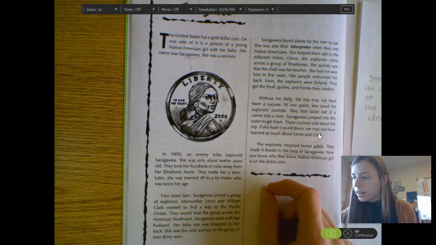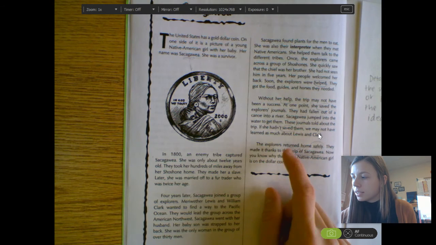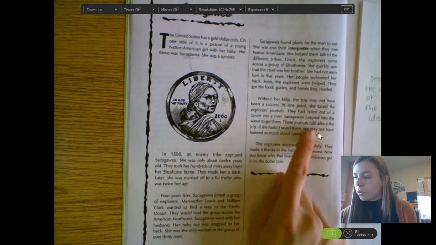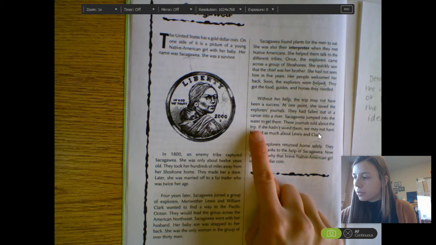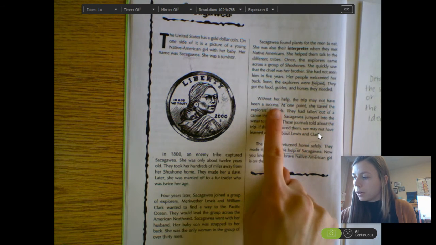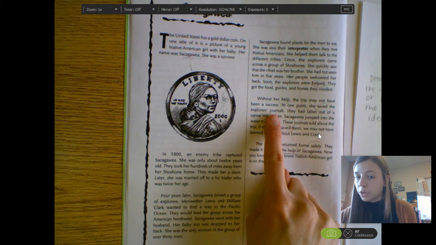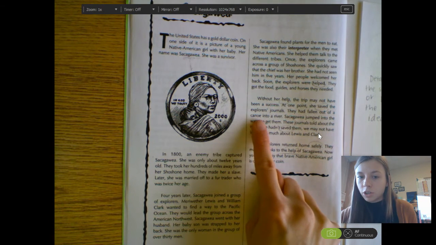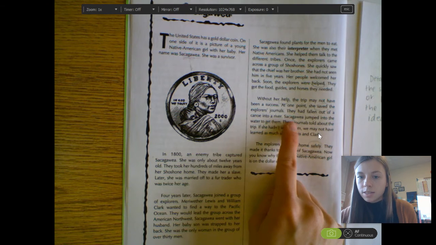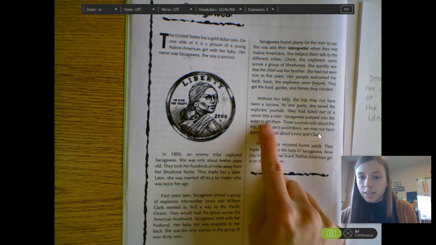What about right here where it says, these journals told about the trip? Ooh, this is a really important part. It says at one point she saved the explorers' journals. They had fallen out of her canoe into a river. Sacagawea jumped into the water to get them.